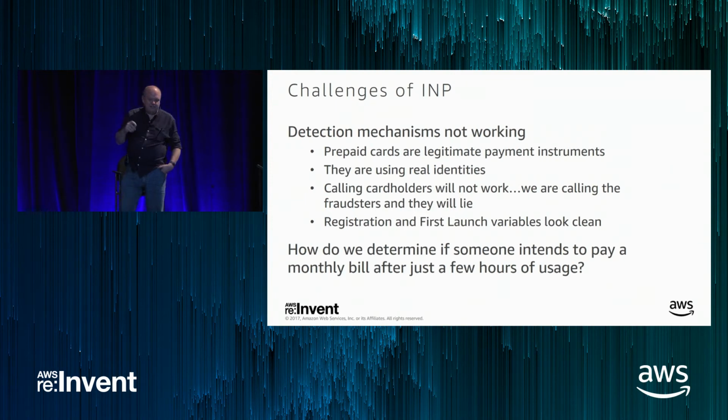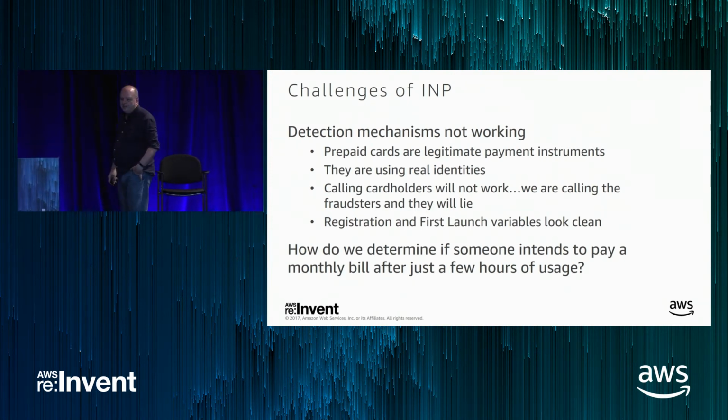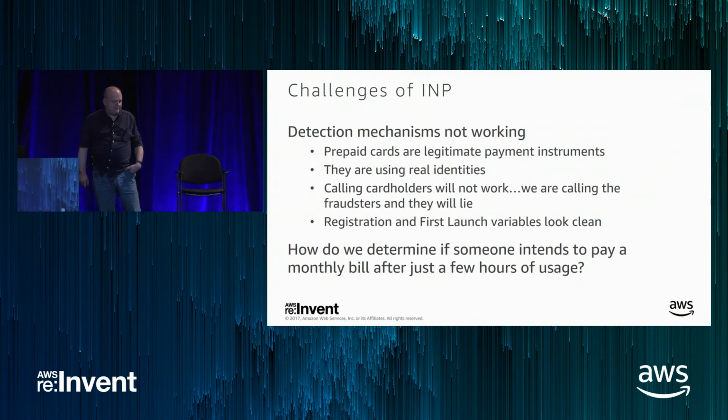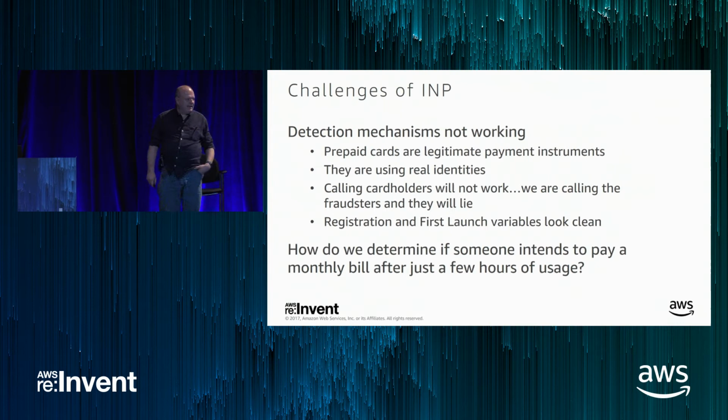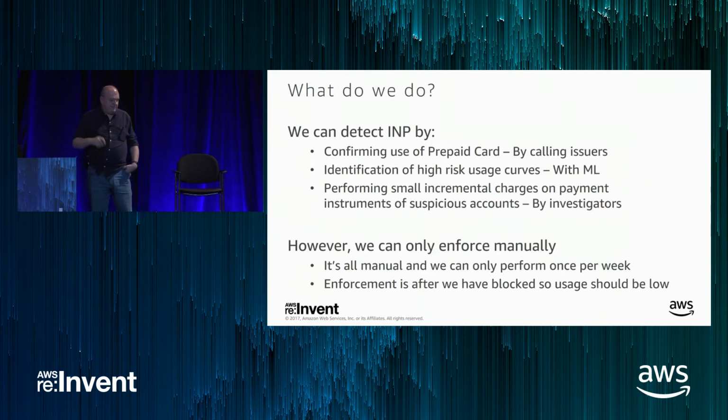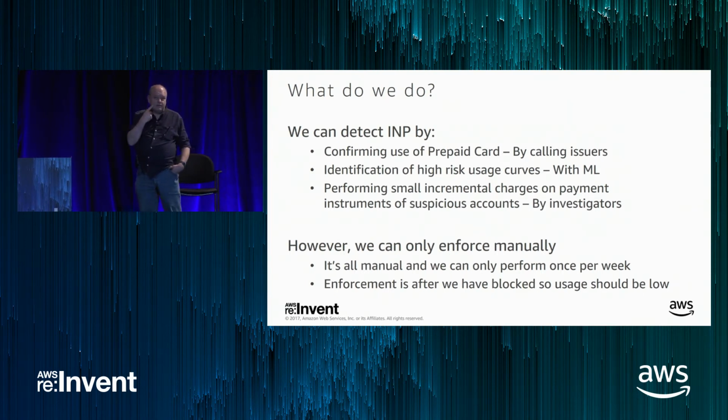The registration of first launch variables actually looked clean. We looked at them and said, can we find commonalities? So how do you find out if someone intends to pay a monthly bill after just a few hours worth of usage? That's tough, right? So what do we do? Well, we realized in retrospect that they were mostly prepaid cards. So we could find out if a card was prepaid. Unfortunately, our software wasn't able to support doing that in real time yet. So we could have investigators call up and say, hey, is this a prepaid card?